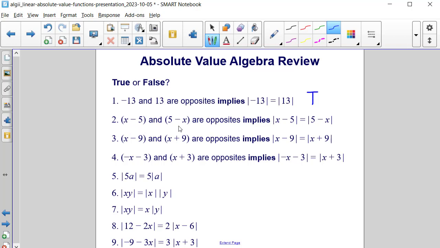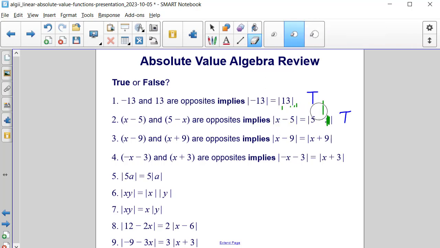Now let's look at number 2. x minus 5 and 5 minus x are opposites, implies that the absolute value of the quantity x minus 5 is equal to the absolute value of the quantity 5 minus x. This is again a true statement, and we'll just substitute a random number. We use 1 in for x. And if we evaluate both of these, 1 minus 5 is negative 4, and the absolute value of negative 4 is 4. And then if we subtract 5 minus 1, we get 4, and if we take its absolute value, it is also 4. So that is why this property is indeed a true statement.